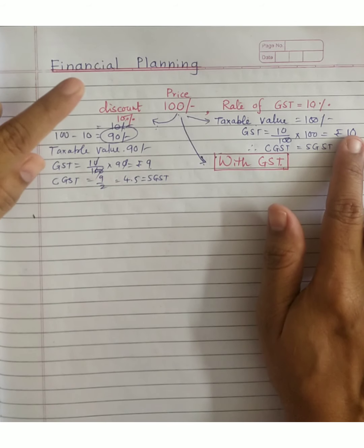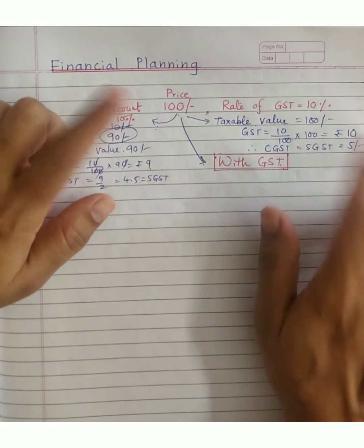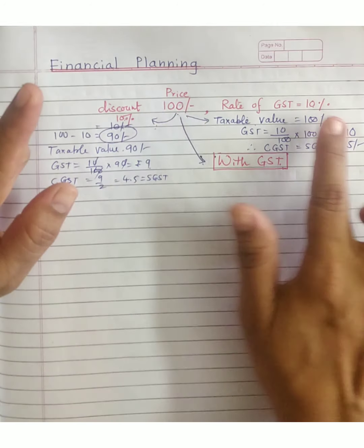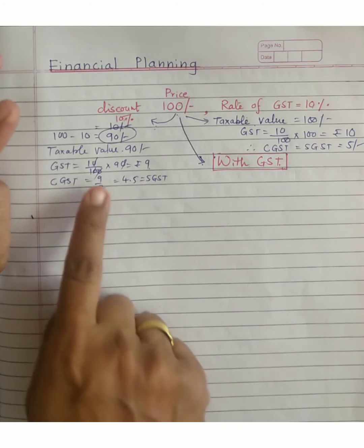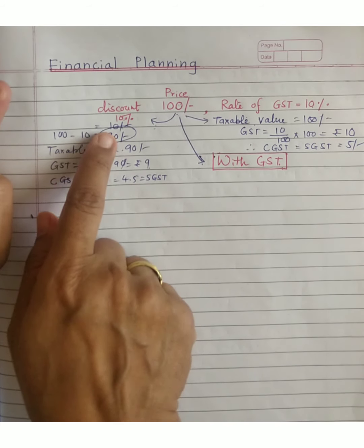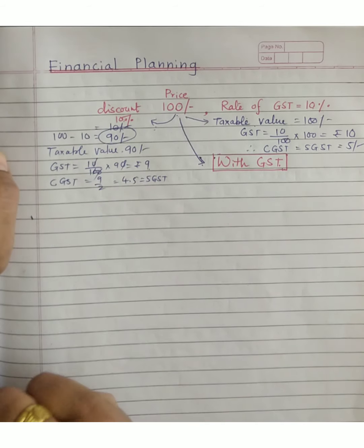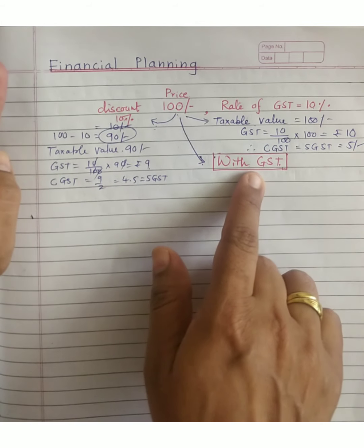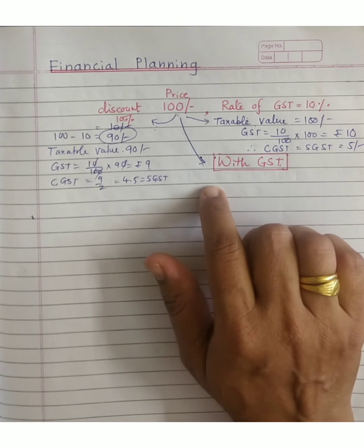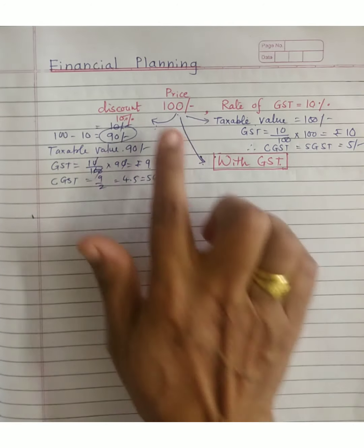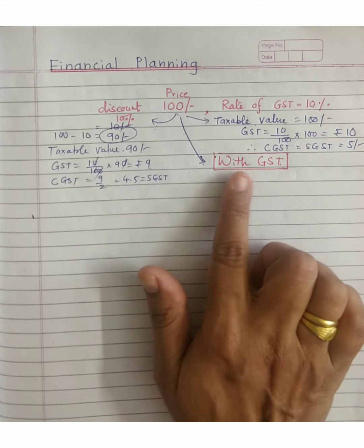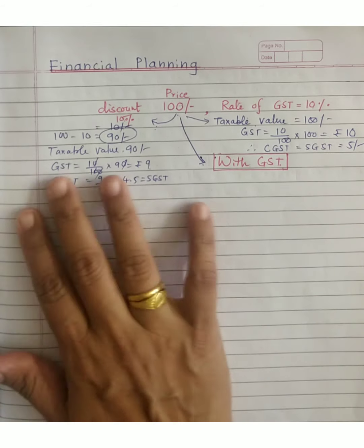Now here, if someone is asking you what is the price of the article with GST, or how much the customer has to pay, what will be your answer? 100 plus 10, 110. Here, the cost at which the article is available to the customer is 90 plus 9, 99 rupees. And in this question which I am going to discuss right now, 100 is the cost at which the article is available with GST. So is 100 the taxable value here? No. The taxable value you will have to find. The 3 cases are clear?